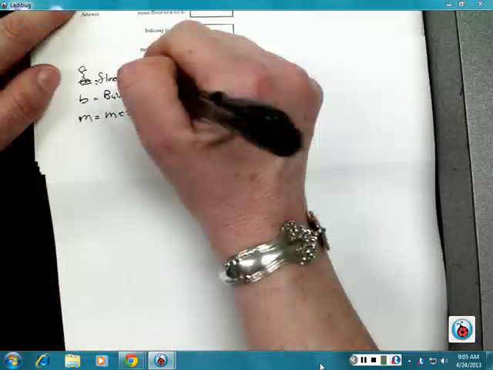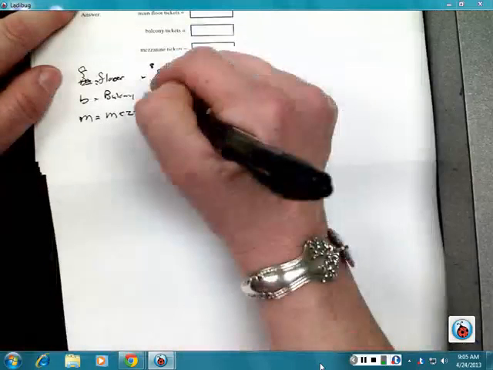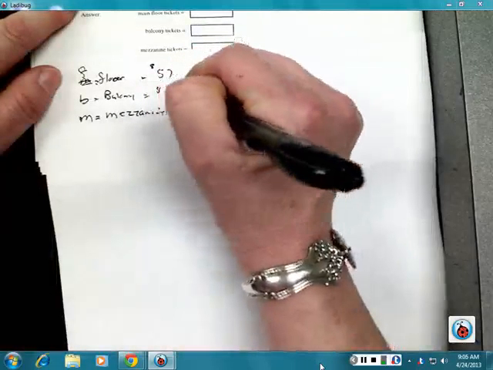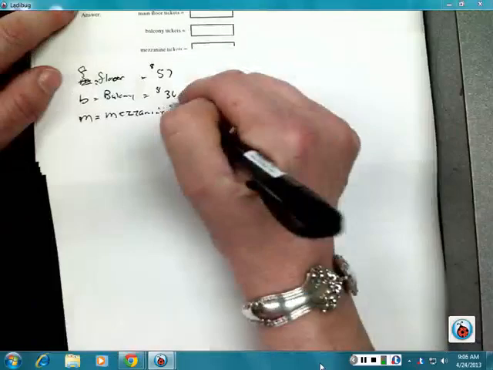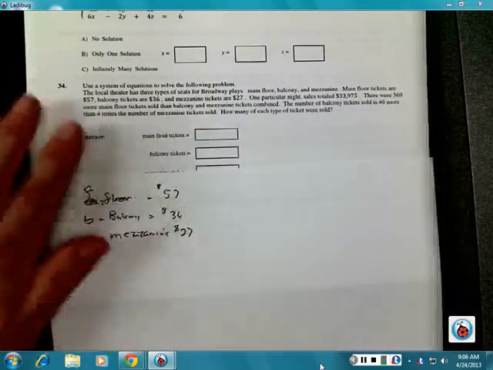The main floor tickets are $57. The balcony tickets are $36. And the mezzanine tickets are $27. One particular night, the sales totaled $33,975. I'll move this down so you can see the words.